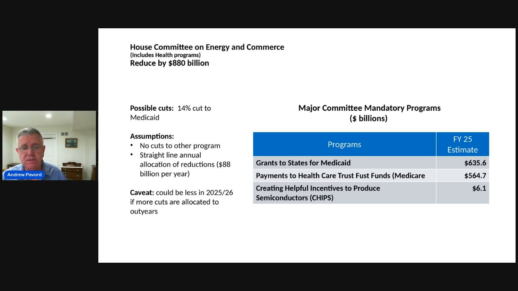Now the president has promised not to touch Medicare. So we have to assume, and again, this can change, we don't really know what's going to happen, that the bulk of these cuts are going to come to Medicaid. And that amounts to about a 14% cut in Medicaid expenditures per year.